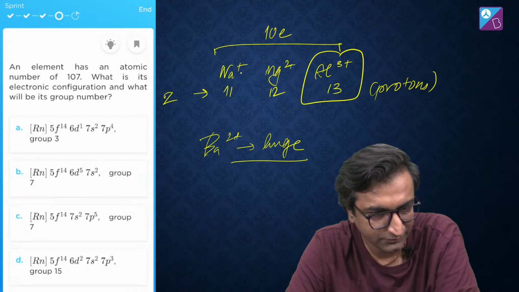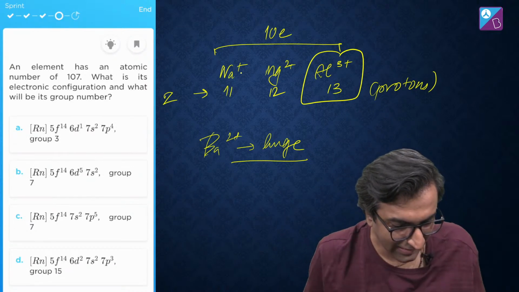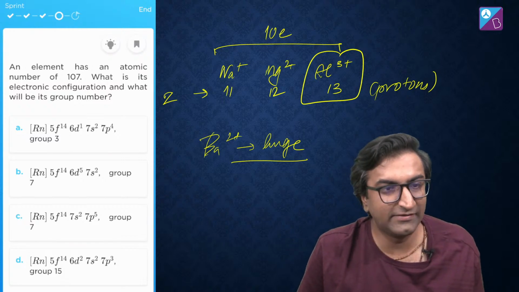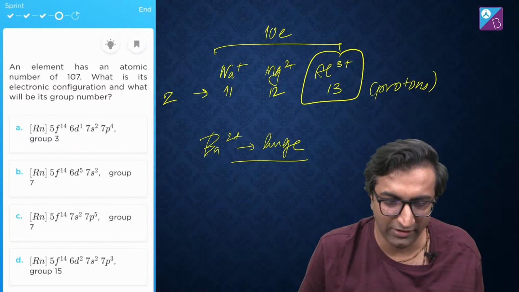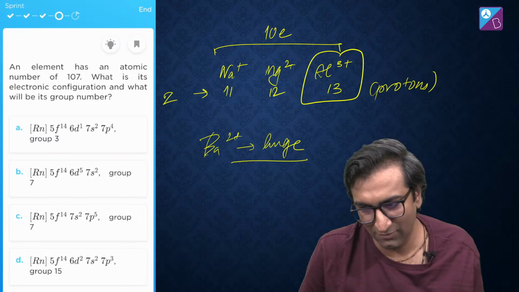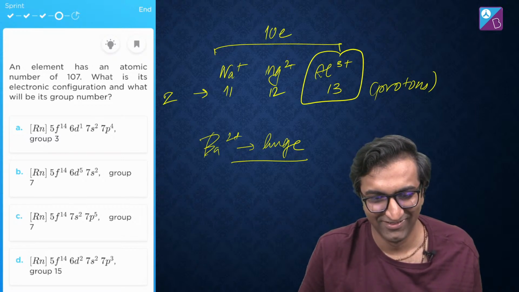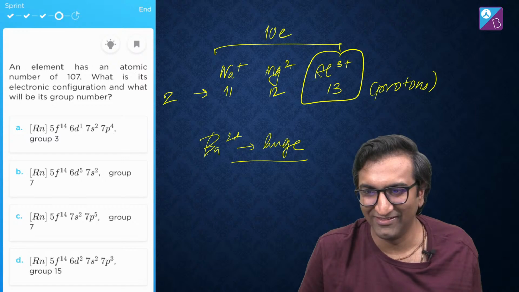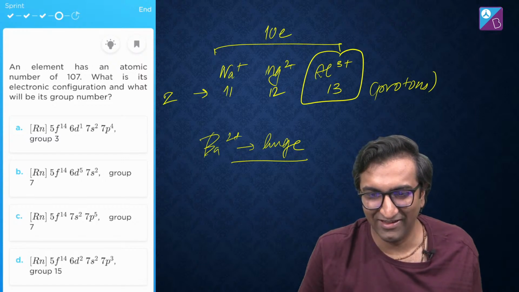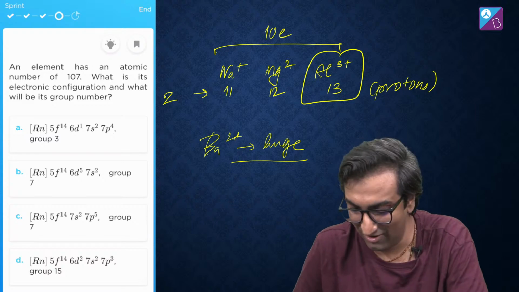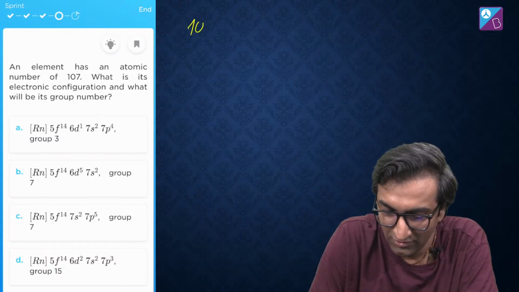Yeah, Ankan, you're right. Element has an atomic number of 107. What is the electronic configuration? अब देखो चीजें थोड़ी मुश्किल हो रही हैं. It automatically kicks up the difficulty a little bit, doesn't it? Yeah, it does. Atomic number of 107. How do we find out the electron configuration? Okay, I think we can do this.